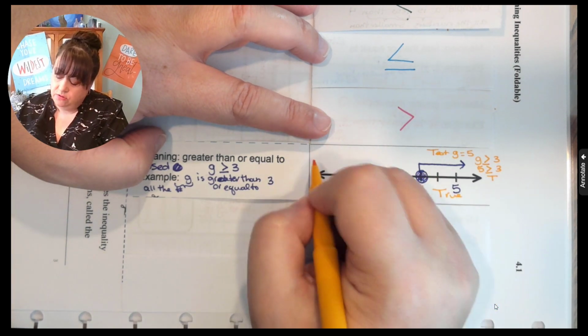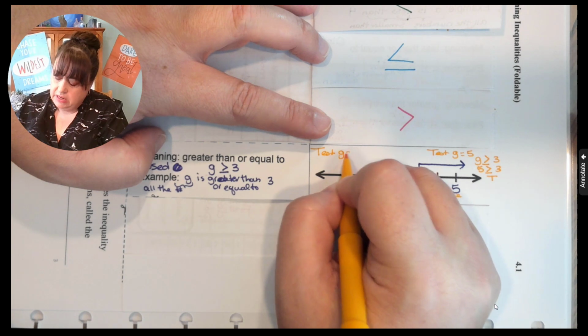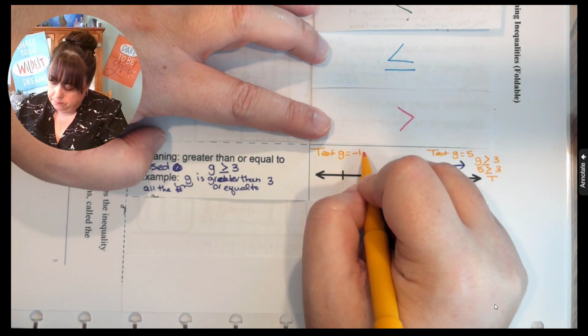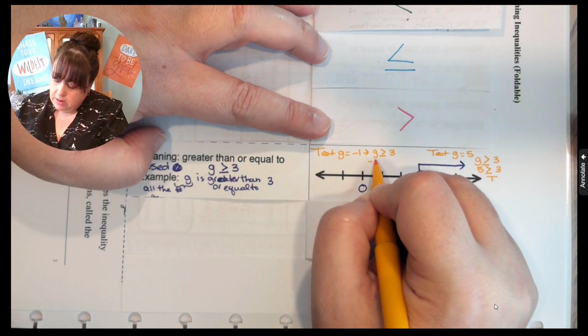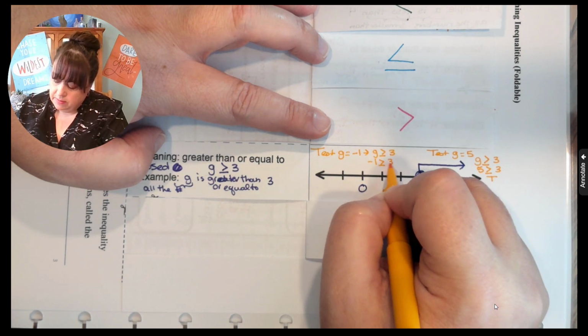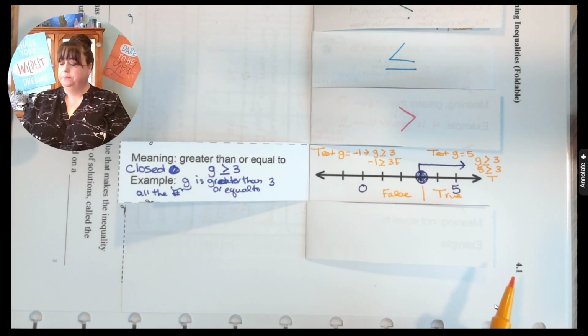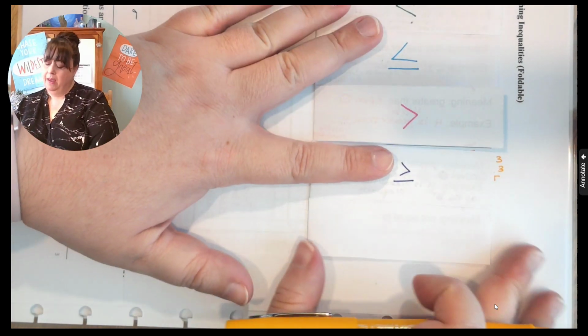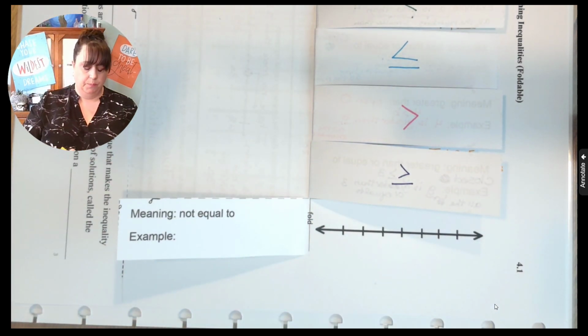Let's go ahead and just test something we know that's going to be false. Let's test g is equal to negative 1, which means negative 1 is greater than or equal to 3 is false. So we did not go over it. Okay. Leaving us with our very last one, which is not equal to.